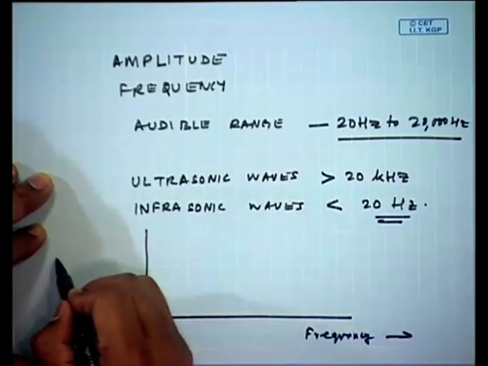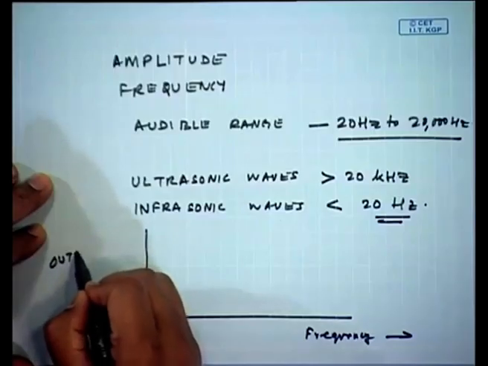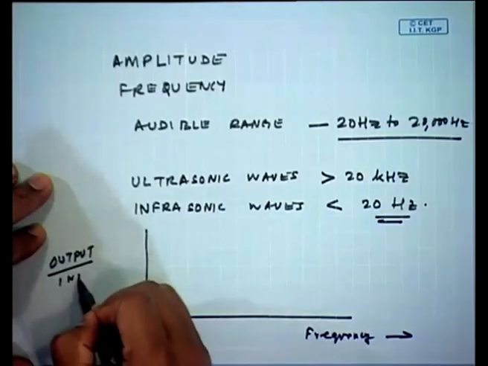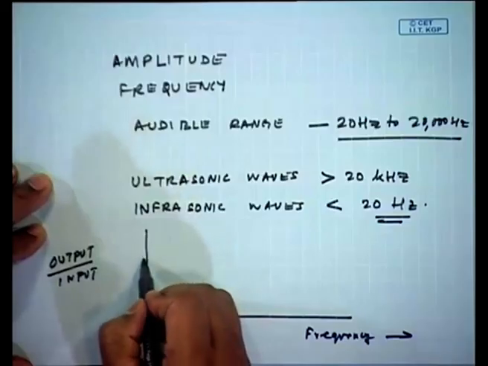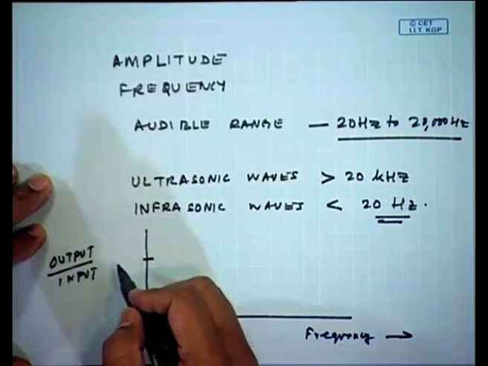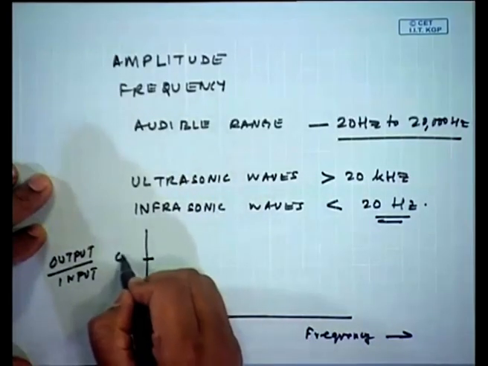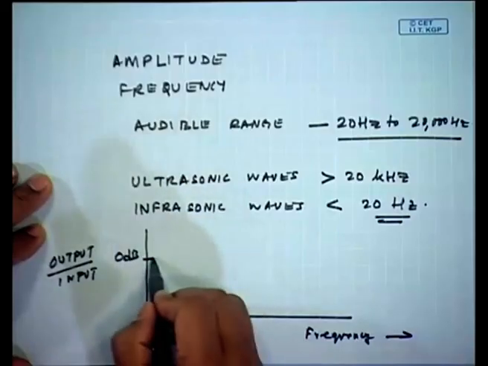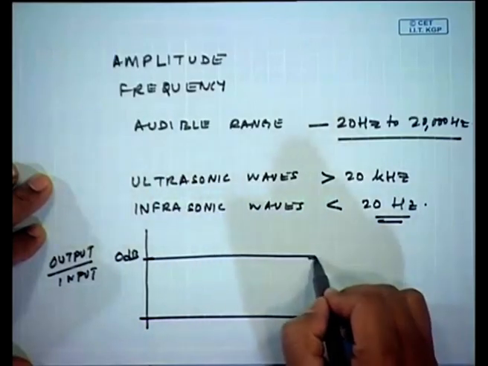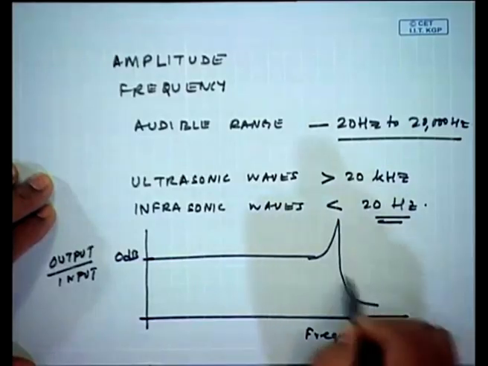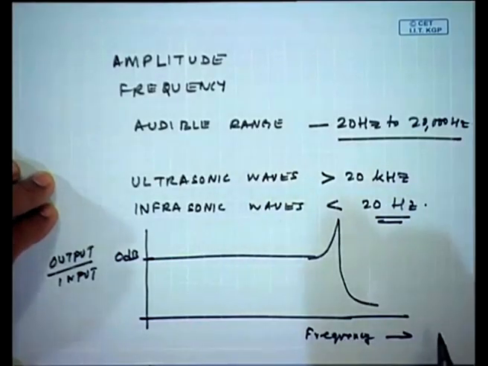So, this is the amplitude ratio, output by input. Output by input will be 1, or in log scale 0 decibel, because log of 1 is 0. So, this is typically the response of any instrument, and this happens to be its natural frequency.